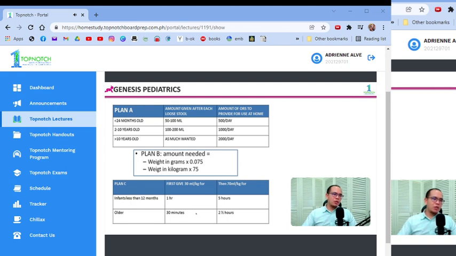If it's an older child, more than 10 kilos, mas mabilis ka na. So for example, 20 kilos, so 20 times 30, 600 ml to run for 30 minutes. So parang fast drip yun, diba? And then 70 times 20 to run for 2.5 hours. So please remember that.